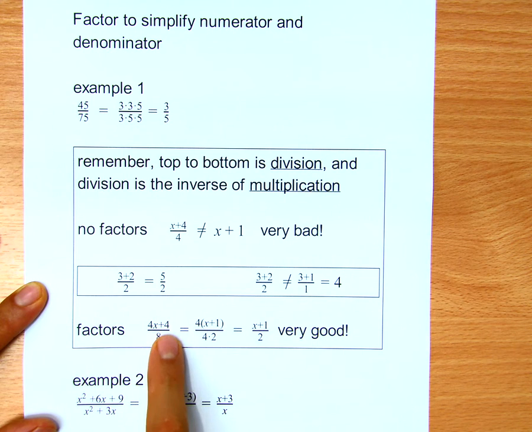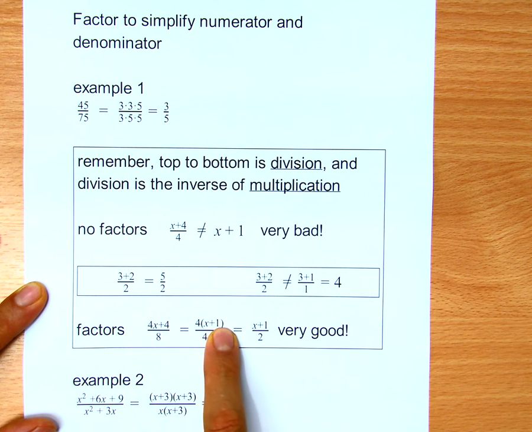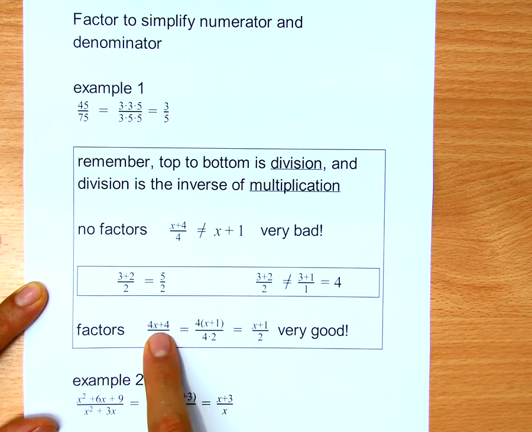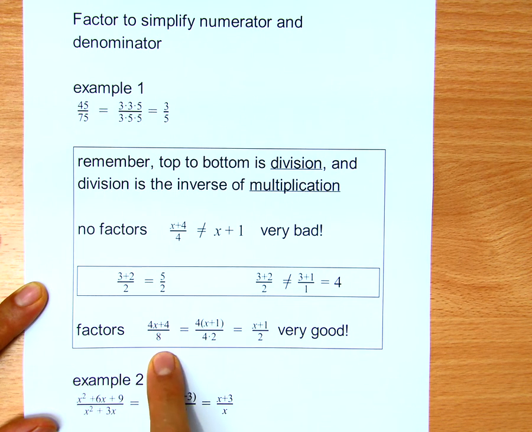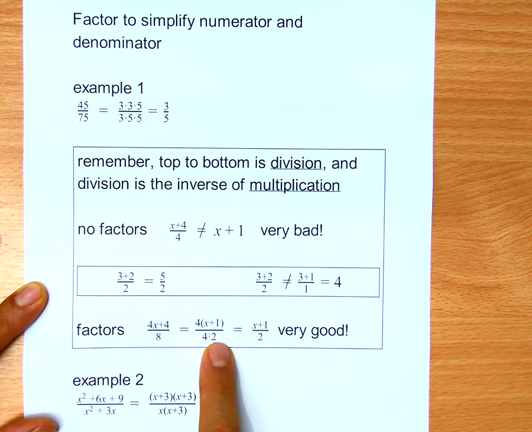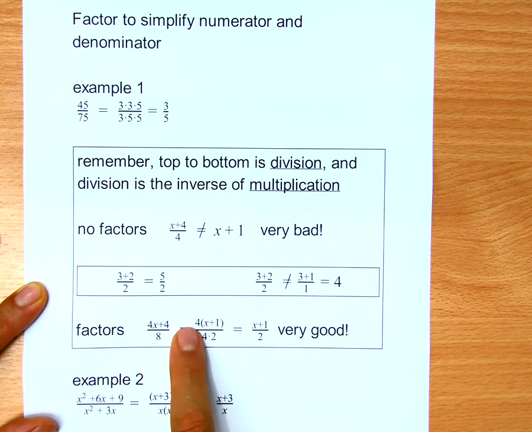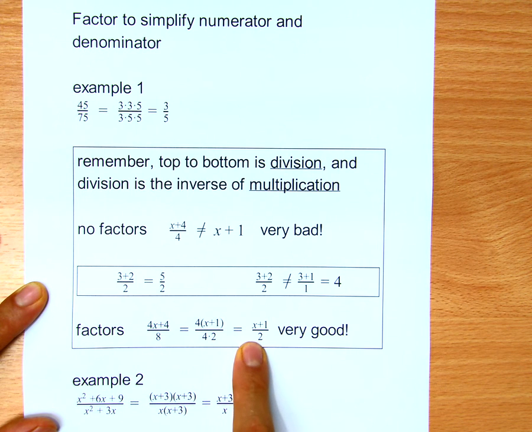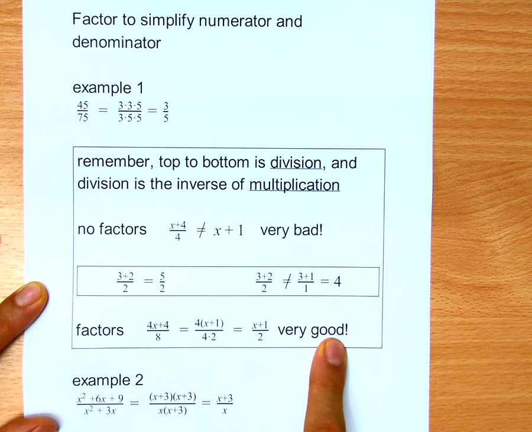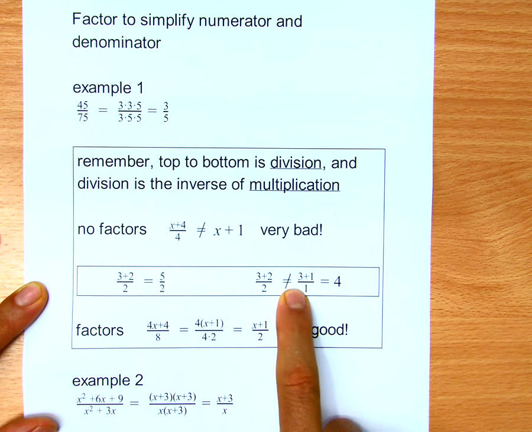If you can simplify top to bottom, you need to be able to factor. So in this example, I can factor a 4 as a common factor from the top, and a 4 is 4 times 2. 4 times 2 equals 8, so I factored a 4 from the bottom. Now that I have multiplication, I can cancel the 4 top to bottom. Because I could factor, I could cut, and that's a good thing to do. This is a bad thing to do.